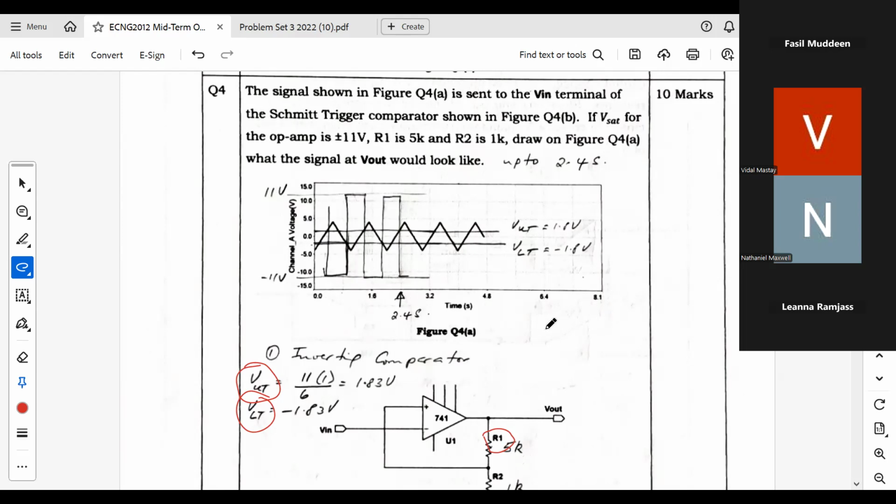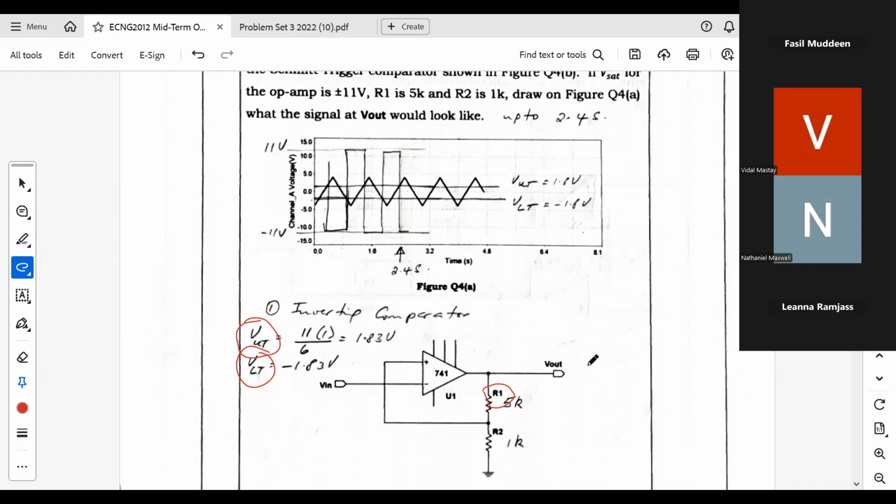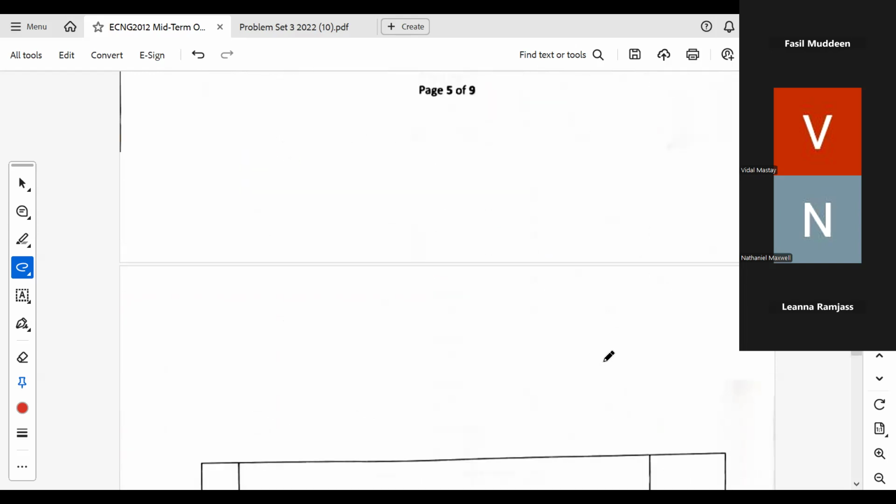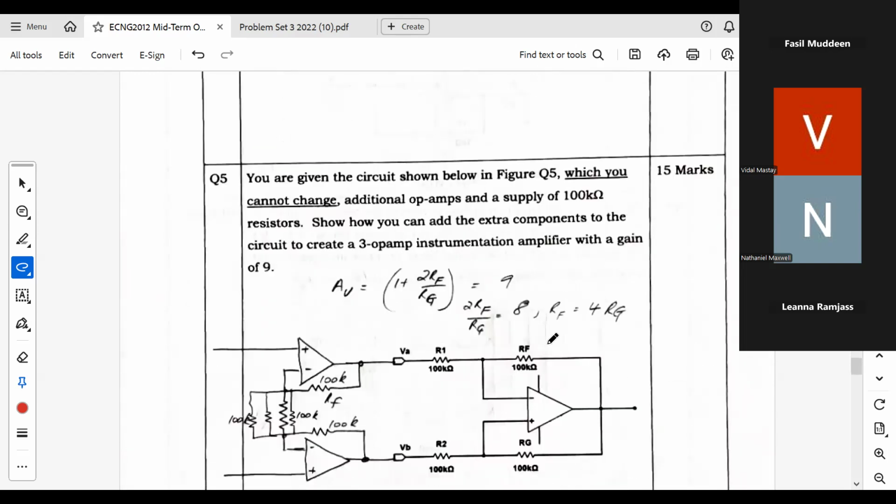Other people followed the notes and then realized, wait a minute, the threshold here would be like 9 volts or something. So no way the signal would be able to switch if it is working. So, to be fair to everybody, I gave everybody the marks for the part. So basically 10 easy marks going here.